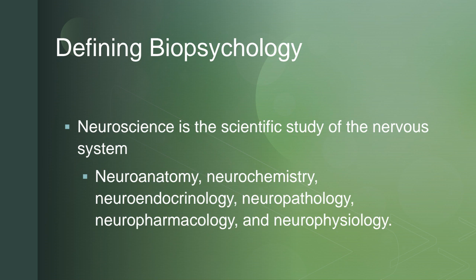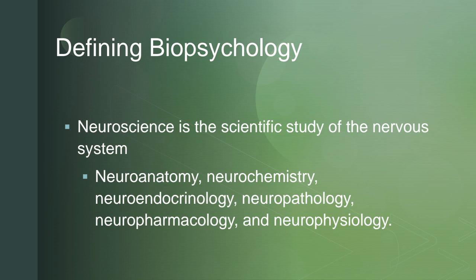Well, neuroscience is an important part of biopsychology, and neuroscience is the scientific study of the nervous system. Under the umbrella of neuroscience, we have many different approaches to studying the nervous system. So, we have neuroanatomical approaches, neurochemistry, approaches that look at things like neurotransmitter systems, and neuroendocrinology. So that's going to look at hormones.